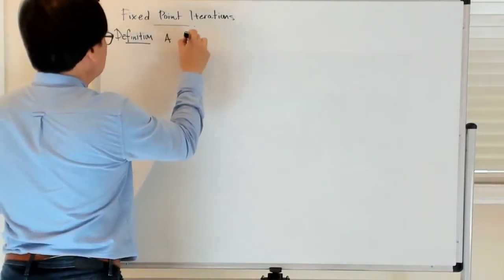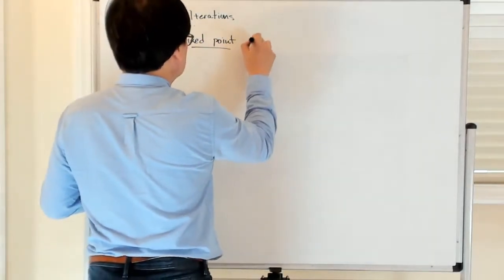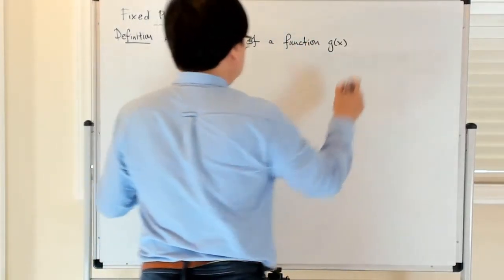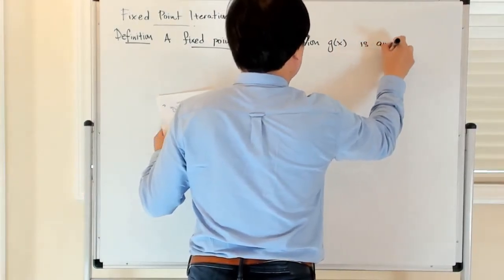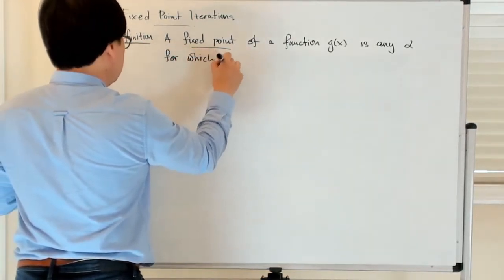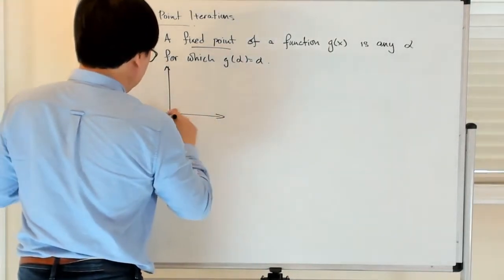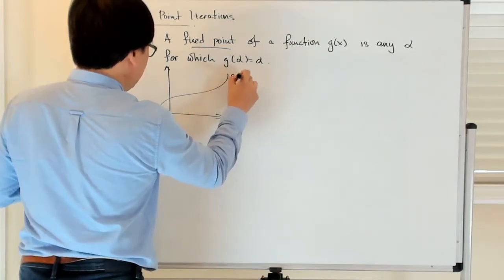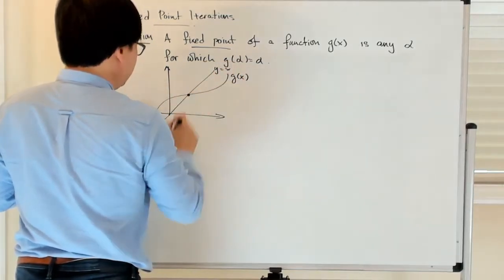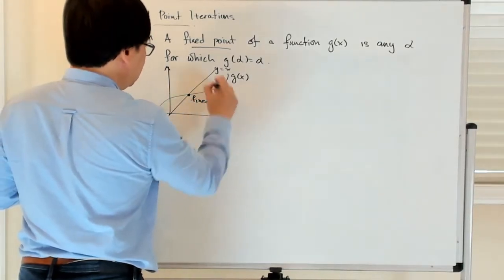So let me define for you what a fixed point is first and foremost. So a fixed point of a function g of x is any point alpha for which g of alpha is equal to alpha. Okay, so let me just draw something for you. So if this is g of x, and this is the y equals x line, then the intersection point is a fixed point of the function g of x.